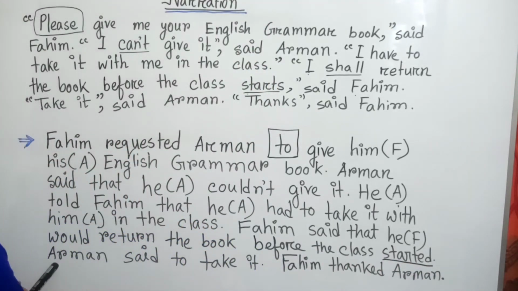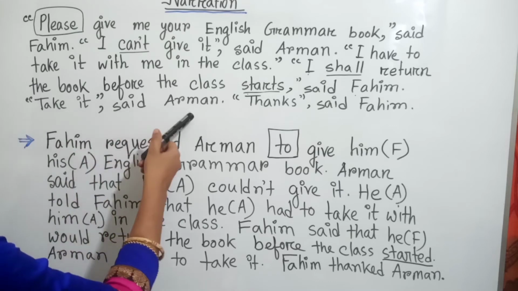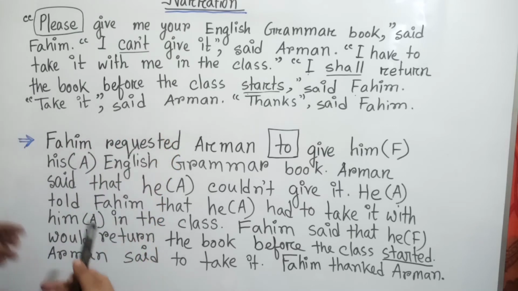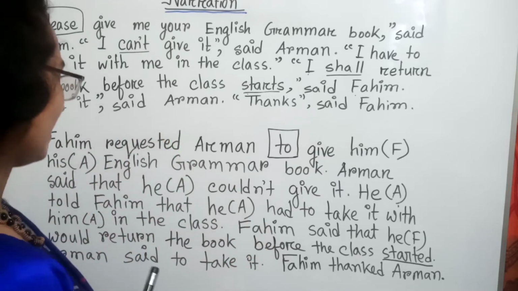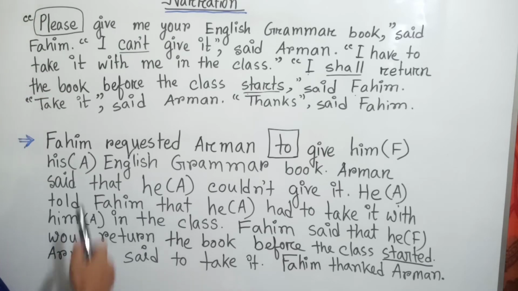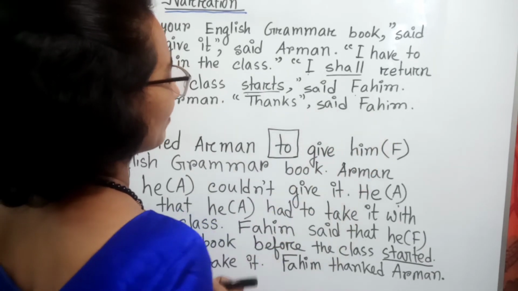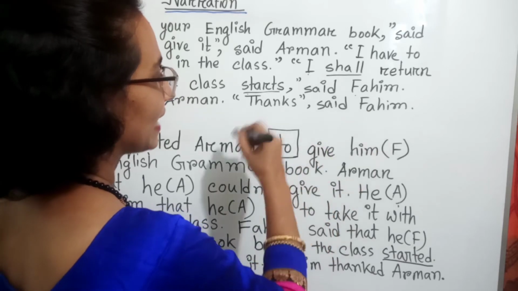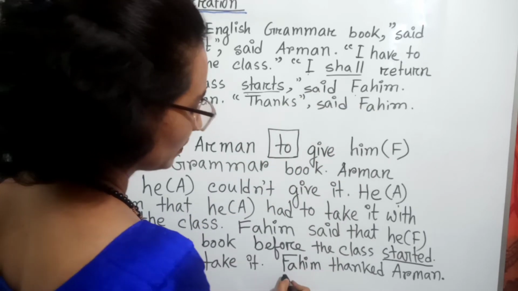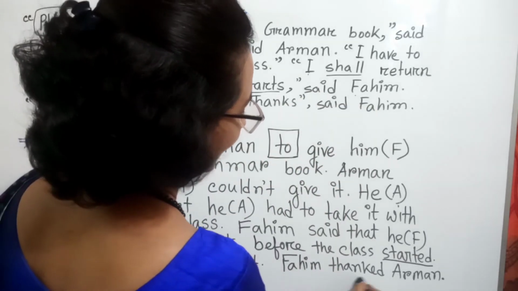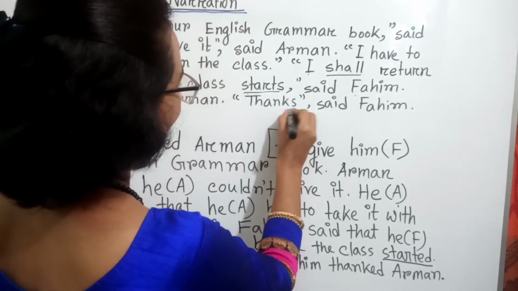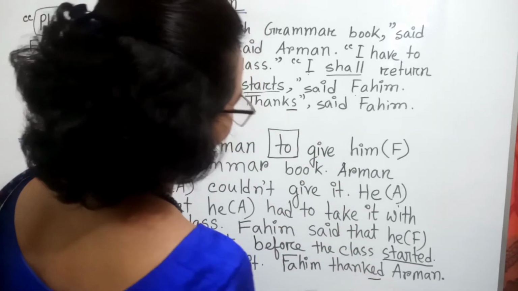And next, "Take it," said Arman. Arman told Fahim to take it. It's an imperative sentence, that's why I used "to" here. Then, "Thanks," said Fahim. Here, Fahim thanked Arman. So that's why I wrote here Fahim thanked Arman. It is a present tense, but I wrote here past tense.